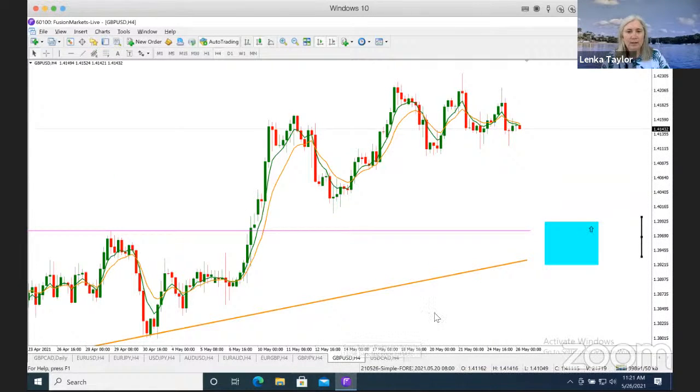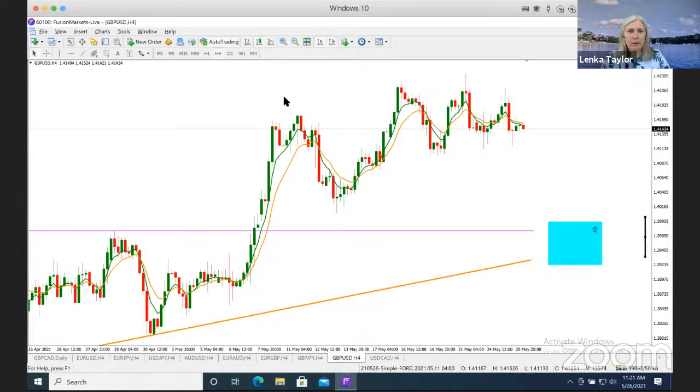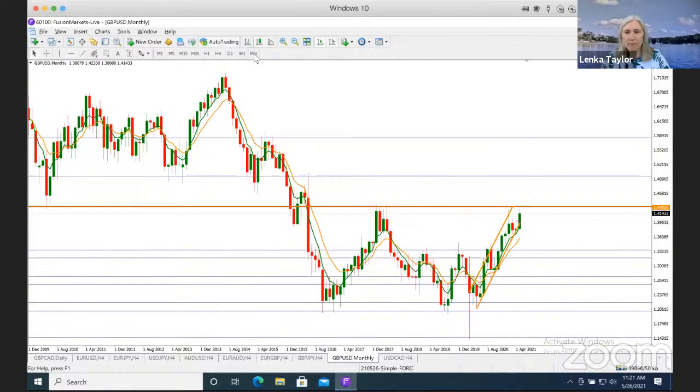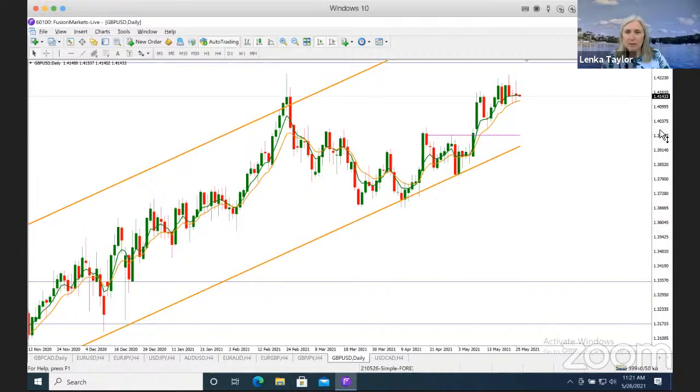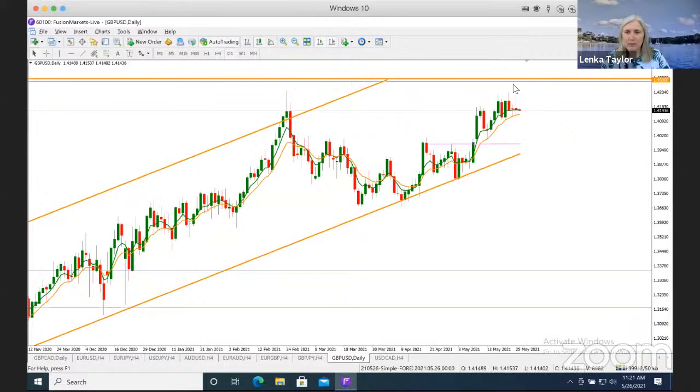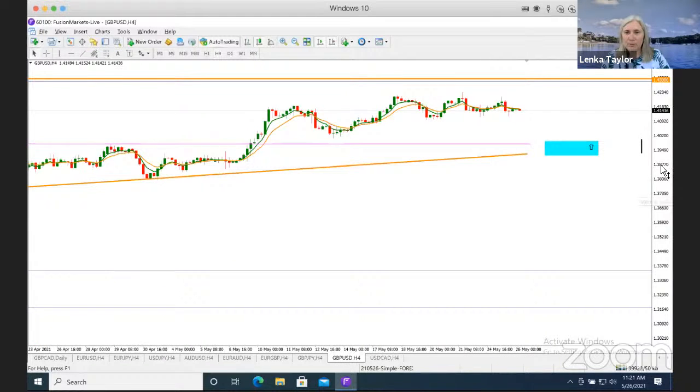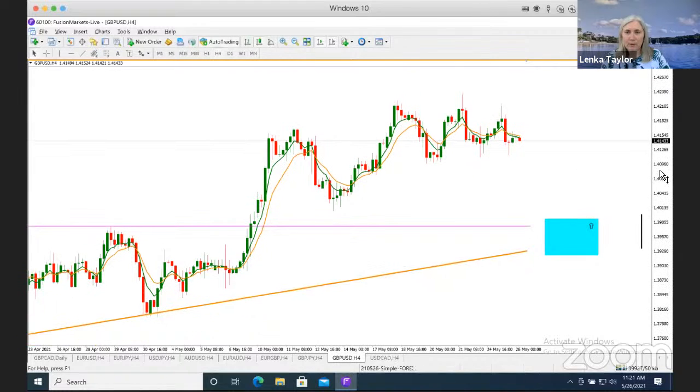Next currency pair I'm looking at is GBPUSD. For GBPUSD, I'm looking for a long, being mindful that it is now quite close to the resistance level there. On the weekly and daily, I need a big pullback because there's not enough room now for any sort of entry at the moment. So I would have to wait for a pullback all the way down to the bottom of the channel there.